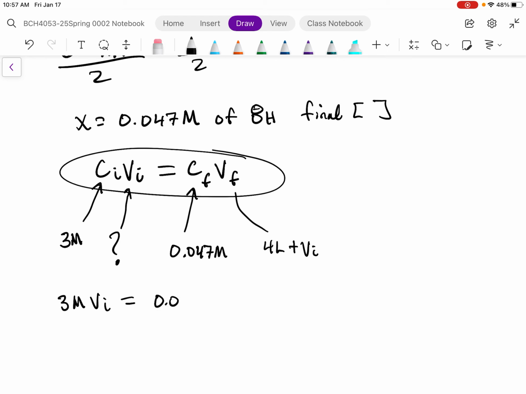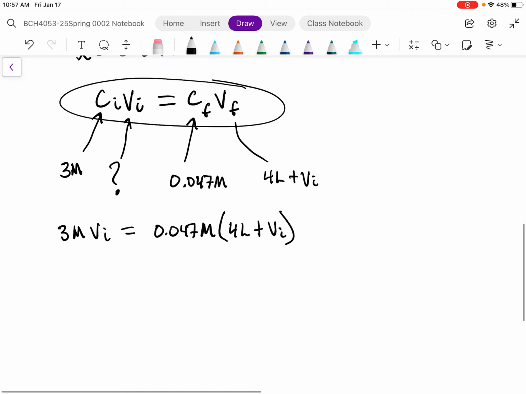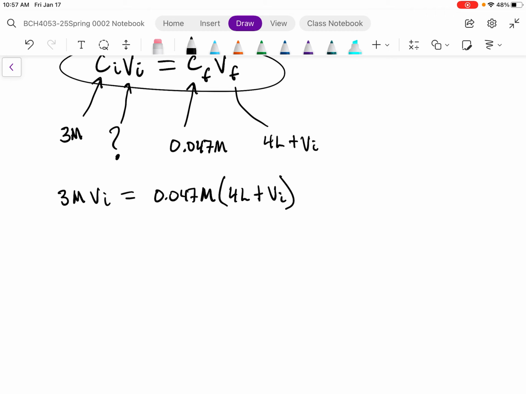Concentration final is 0.047 molar times the final volume, which was 4 liters, plus the initial volume of the sodium hydroxide solution that we added. Now when you look at that equation, we only have one variable. So all we have to do is solve for it.